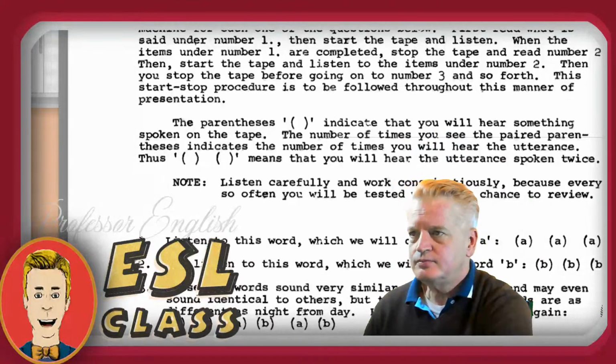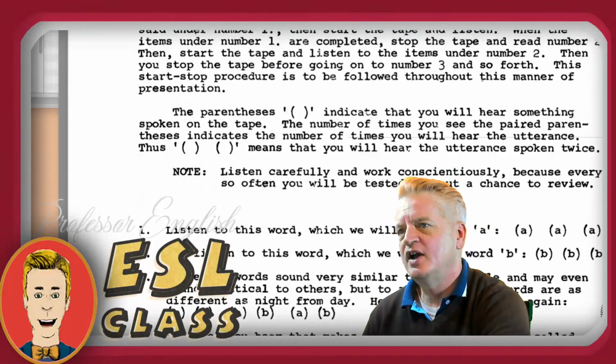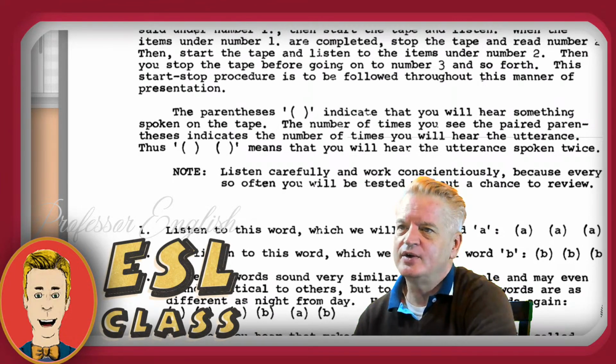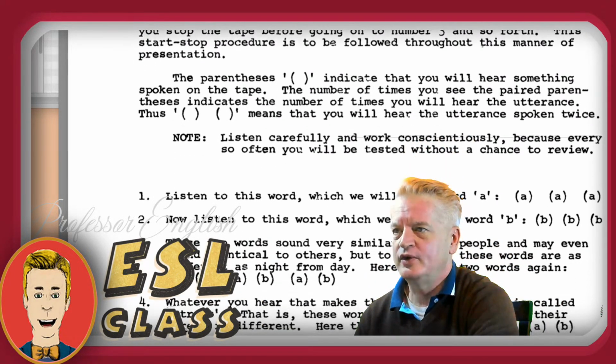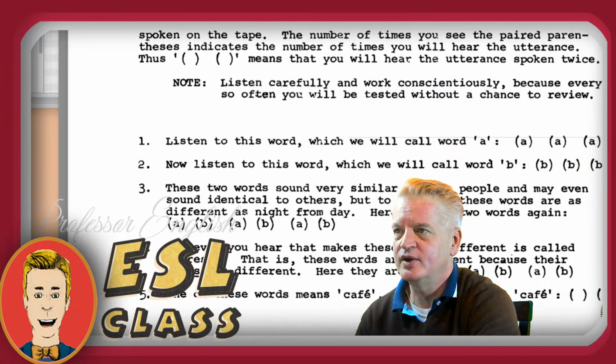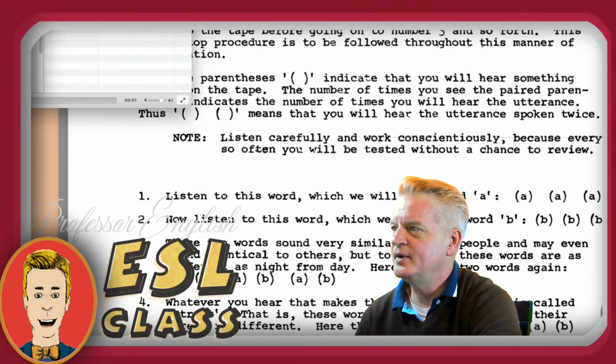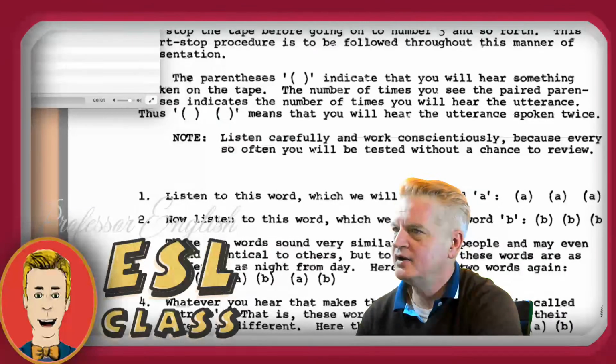The parentheses indicate that you will hear something spoken on the tape. The number of times you see the paired parentheses indicates the number of times you will hear the utterance. Thus, two sets of parentheses means that you will hear the utterance spoken twice. Note, listen carefully and work conscientiously because every so often you will be tested without a chance to review. Okay, so now we're starting. So here, let me start the audio.